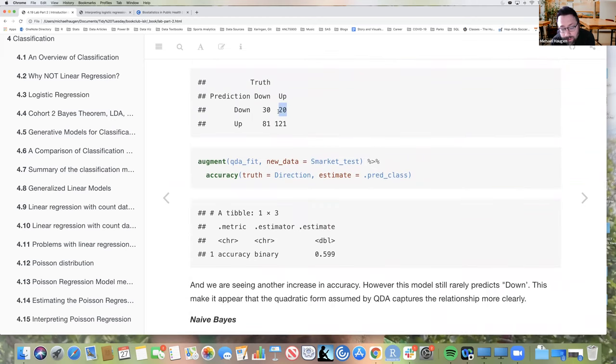So I guess that's the difference, is we have fewer predictions of down where it's actually up. And apparently we got that from the quadratic function. But we're still not doing great.